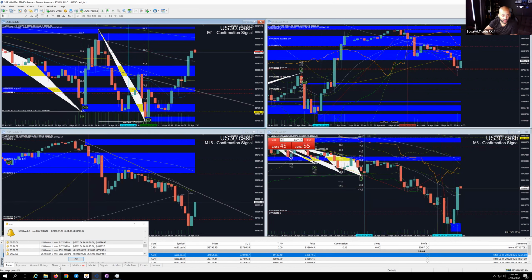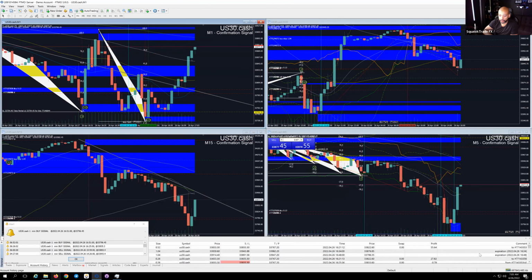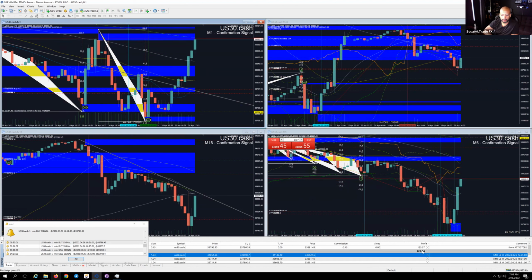And right now the EA is up. If I go to account history, the EA is up $859 for the day. Fucking awesome. With a $122 runner. Look at that. And I touch the next one.